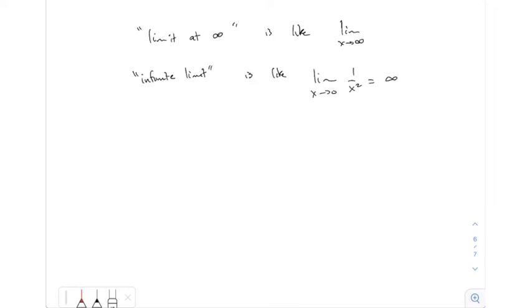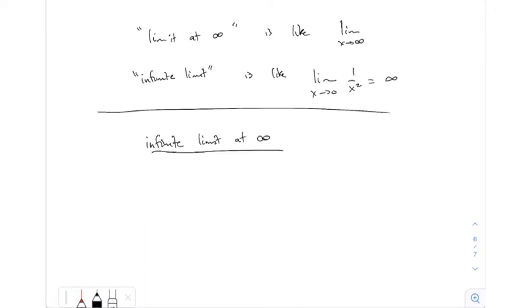There's also a thing, and this sounds like a silly phrase, but there is such a thing as an infinite limit at infinity. How do you like that? This is like both scenarios. An infinite limit at infinity sounds much more complicated than it really is. This would look something like: what is the limit as x goes to infinity of x squared plus 3? And the answer is, anyone want to say?